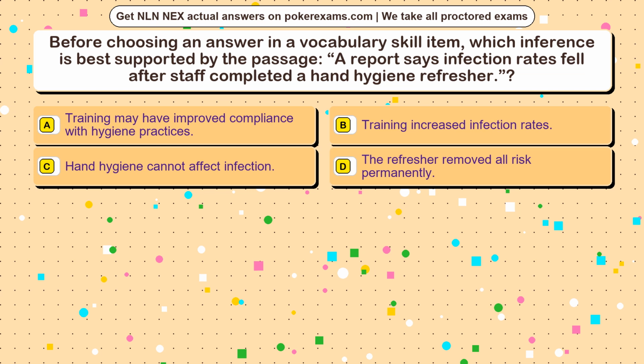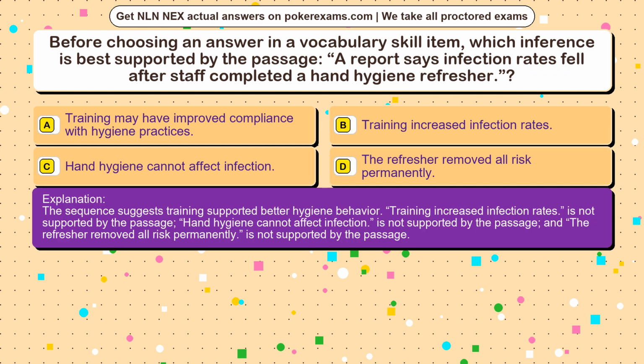The correct answer is option B. The sequence suggests training supported better hygiene behavior. Training increased infection rates, is not supported by the passage. Hand hygiene cannot affect infection, is not supported by the passage. And the refresher removed all risk permanently, is not supported by the passage.